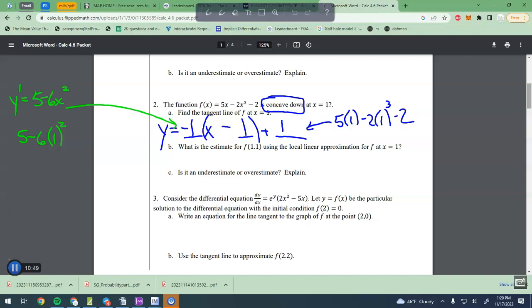So then for the estimate, we just plug 1.1 in for x. So 1.1 minus 1 is 0.1 times negative 1, so negative 0.1, negative 0.1 plus 1. So that'd be 0.9. And is that an underestimate or overestimate? That's an overestimate. How do we know that? Because the curve is concave down. Question on 2 there?